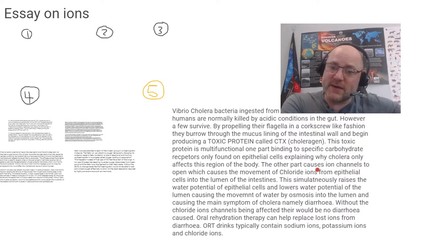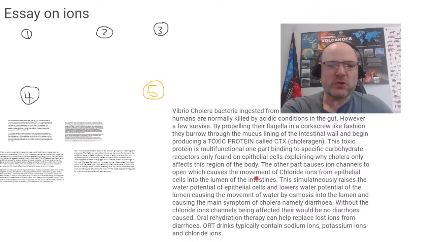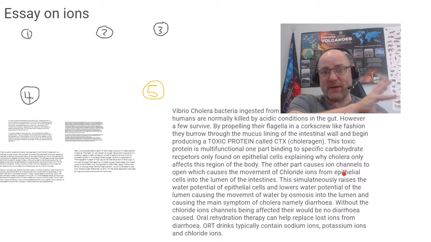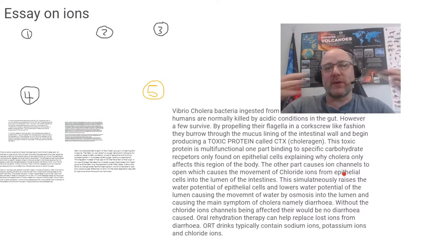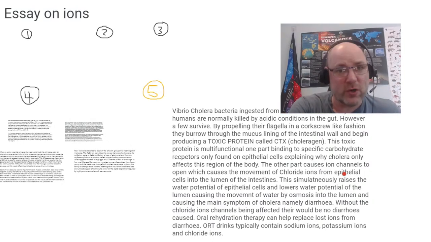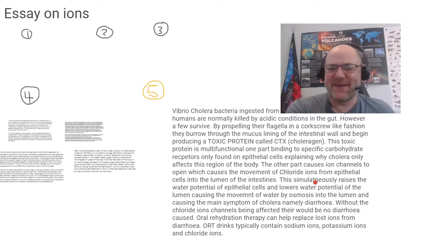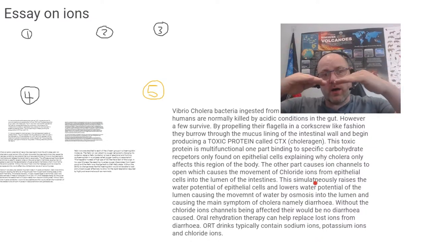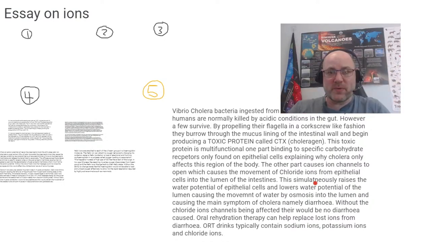The other part of the protein, the other shape of it, and this is the bit that fits in with our ions essay, causes ion channels to open in the membrane of the epithelium, which causes chloride ions to leave epithelial cells and flood into the lumen. The lumen is the space inside your intestines, A-level content. These chloride ions, what's that going to do to the water potential? Well, simultaneously, this is going to lower the water potential of the lumen, because chloride ions going in makes the water potential lower.